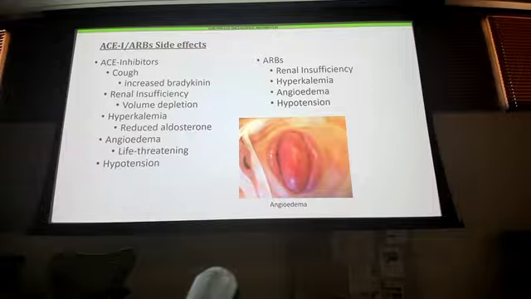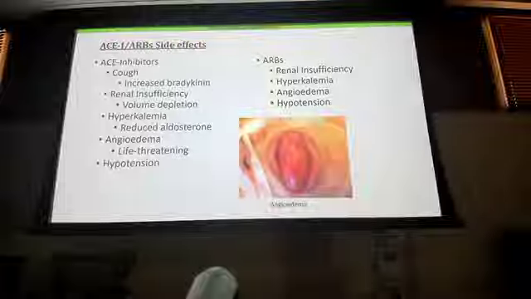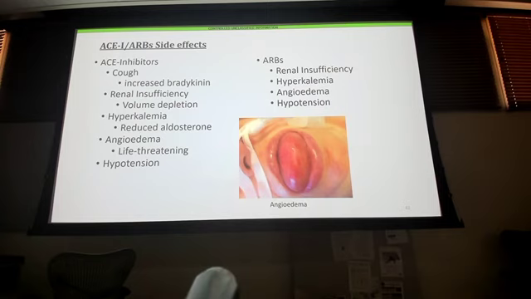But the one that is not present in ARBs is cough. And the reason you don't see that dry, irritating cough in ARBs is that cough is because of the bradykinin levels. That higher bradykinin level triggers that cough. And we said that ARBs don't affect the levels of bradykinin. So the most common time that you're going to use an ARB is somebody who has that cough with ACE inhibitors that is too annoying and they want to stop their medications. You can transition them to an ARB and that will go away.